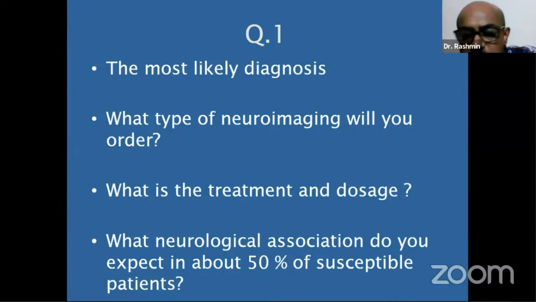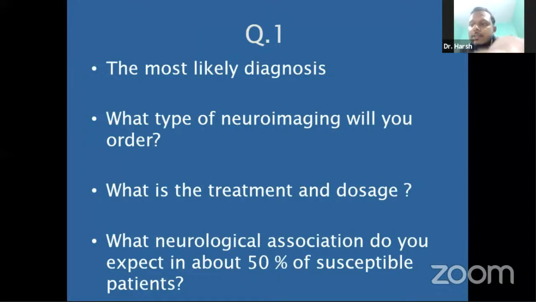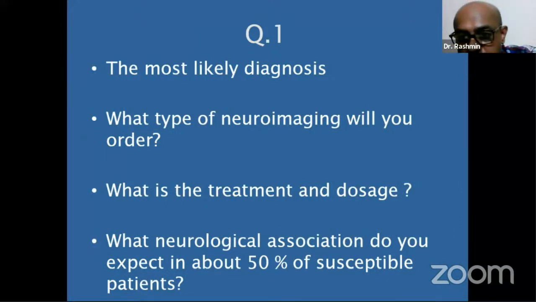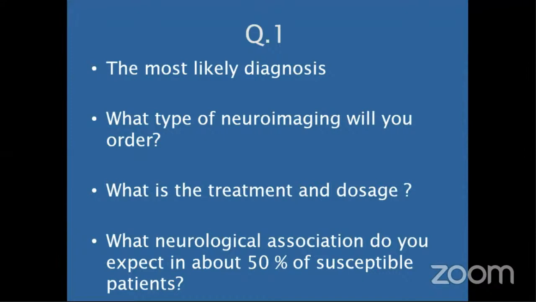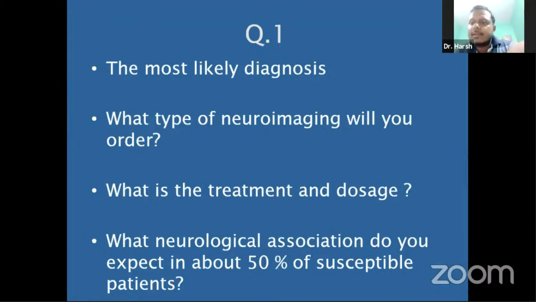And what neurological association do we expect in about 50% of these patients? In optic neuritis? Multiple sclerosis. Nowadays, Harsh, what else you are looking for in Indian situation? Last few years, we have a lot of cases of these. Apart from multiple sclerosis, Devic's disease, neuromyelitis optica, Devic's disease.